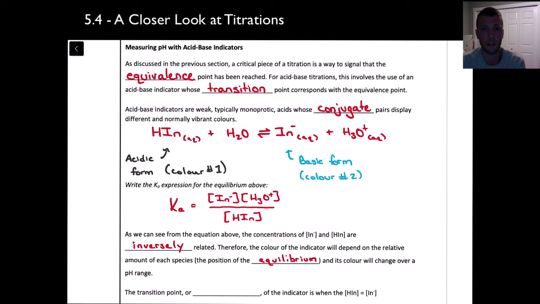The color is going to change over a pH range, but the actual transition point or endpoint is defined as when the concentrations of the protonated and deprotonated form are equal to each other. In other words, the transition point or endpoint is the middle of that pH range.